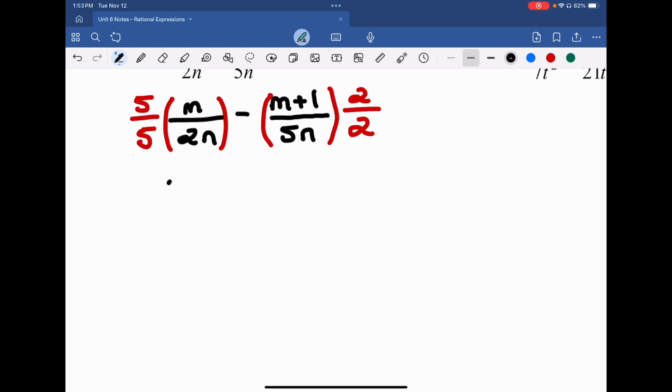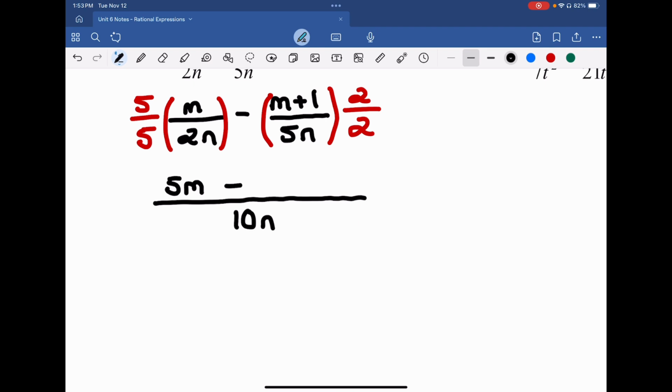Now from here, this is going to give us 5m in the numerator divided by, and at this stage, since I know that there's going to be a common LCD, or lowest common denominator, I'm going to look at this and say, hey, let's just make one denominator. That one denominator is equal to 10n, because 5 times 2 is 10, 5 times 2 is 10, and then we just had the n there.